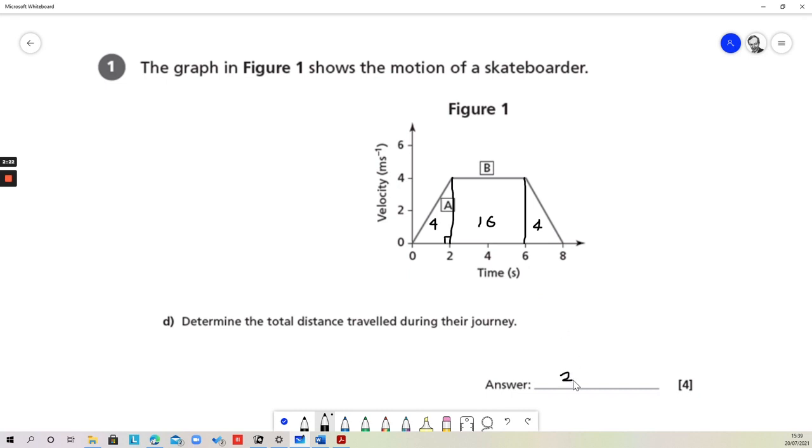So the answer is 24, but we need to make sure that we have the units in as well in order to get all of the marks. Well, if the velocity is in meters per second, then in that case the distance is going to be in meters.